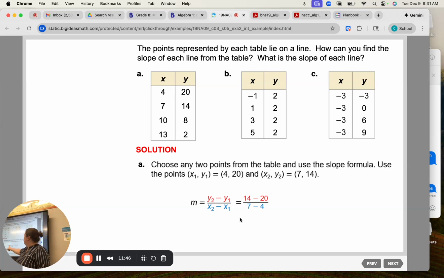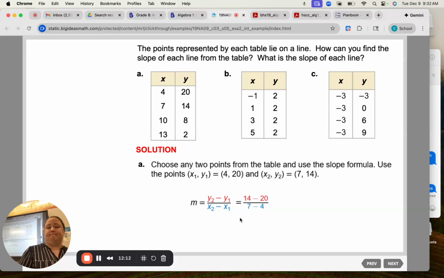Now, could you do 20 minus 14 and 4 minus 7? Yeah. Absolutely. You've got to keep the point together. So you see how this is 14 and 7, that's the coordinate, and this is 20 and 4, and that's the coordinate. As long as you keep the points lined up like that, it's going to work whichever set you put first or second. It doesn't matter. As long as you remember that it's the minus in between. All right, so let's do the math.